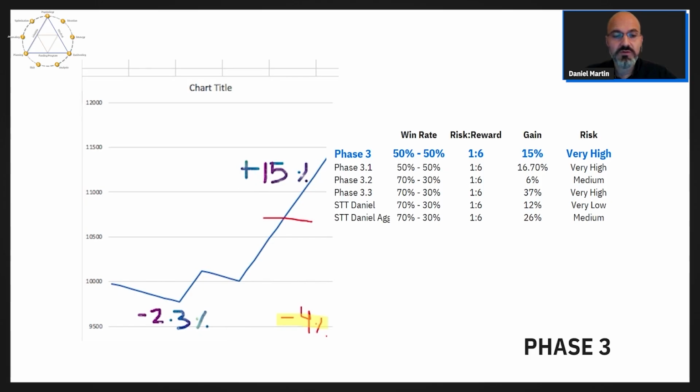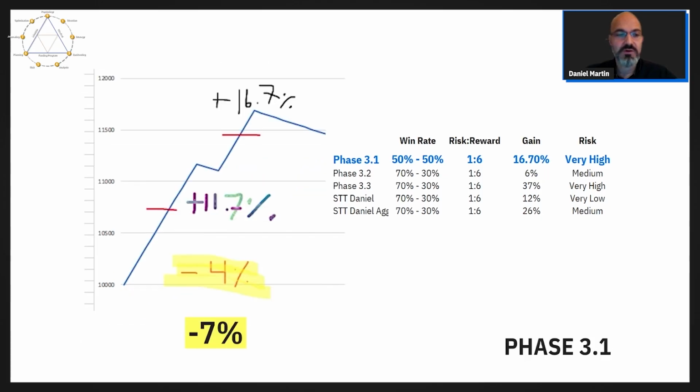Let's move on to phase 3.1. What do we have in phase 3.1? It's the same thing, but this time we just start making money straight away. We're just making money, so our factor is actually, I would say, 100%. We can lose the whole account, even more. This is actually very high.